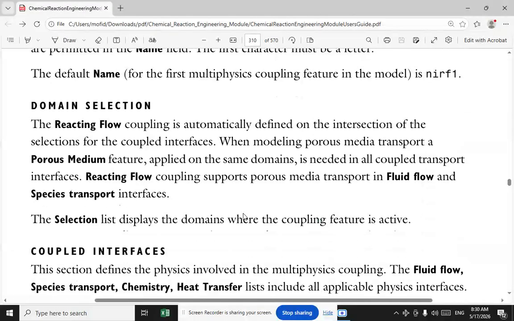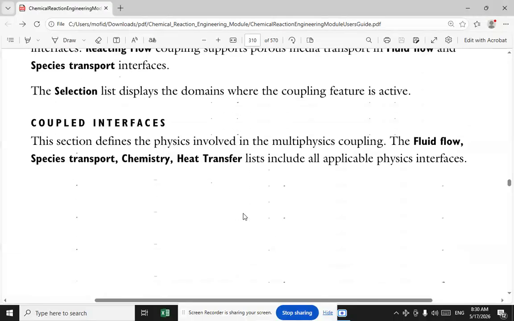The reacting fluid coupling is automatically defined on the intersection of the selection for the coupled physics when modeling porous media. A transport in porous media feature applied on the same domains is needed in all coupled transport interfaces. Reacting fluid coupling supports porous media transport in the fluid flow and species transport interfaces. The selection list displays the domains where the coupling feature is active.